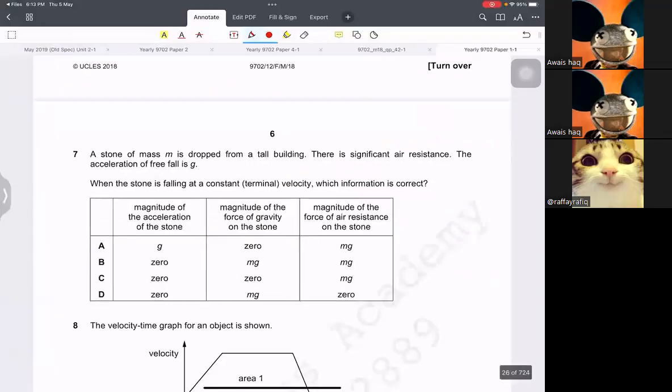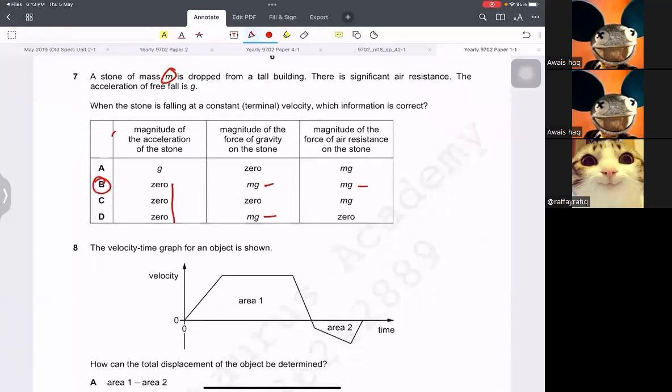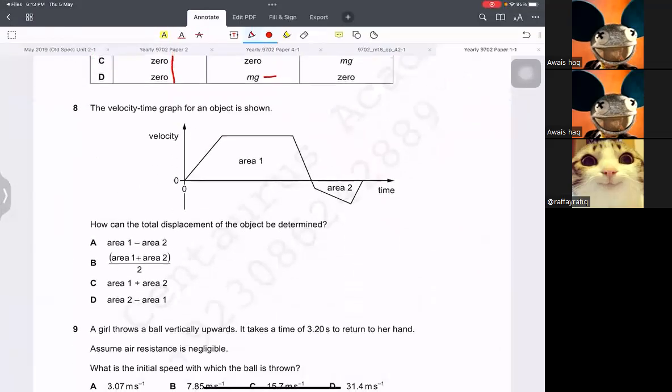Then here, the stone of mass M, right? When the stone is falling at terminal velocity, which information is correct? Magnitude of acceleration should be 0. Magnitude of force of gravity, mg, and mg. Magnitude of weight resistance should be mg. Has to be B, no other way. Balancing forces. Then how can the total displacement of the object be determined? Area 1 minus area 2. Area 2 minus area 1. Well, that's fine. You could, no, area 1 minus area 2. That's correct.